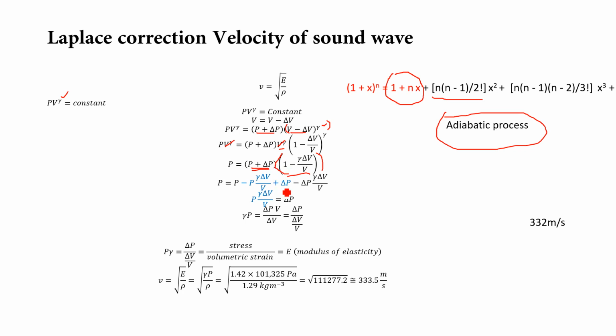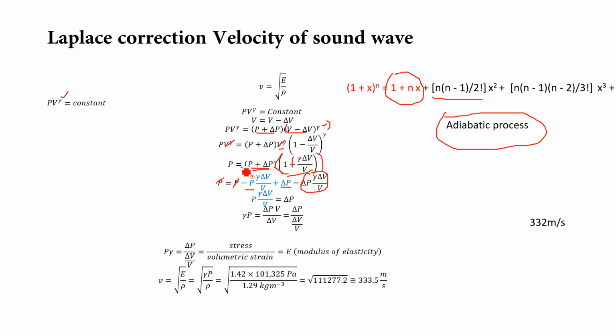multiplying del P with 1, we will have del P, and then multiplying this change in the pressure with this term, we will have minus del P into gamma del V divided by V. Now this P will cancel out with this P, and again here, when the change in the pressure is very small, the change in the volume is also very small. So we have ignored this final term, and we will have only these two terms, minus pressure times gamma change in the volume divided by volume plus change in the pressure is equal to 0.